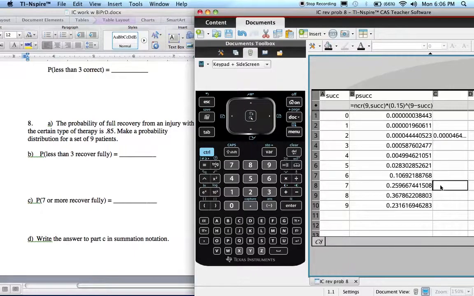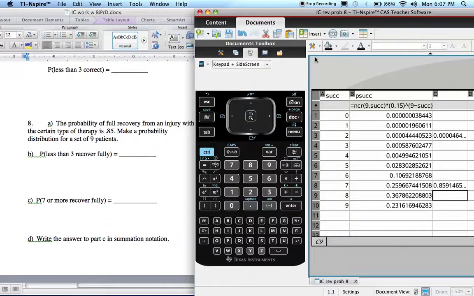And the answer to part C would be 7 or more. So we want these 3 probabilities. We can do that the same way. Sum, and then B8 colon B10. And so that will give us 0.859, or almost 86% will be in that kind of range of recovery.